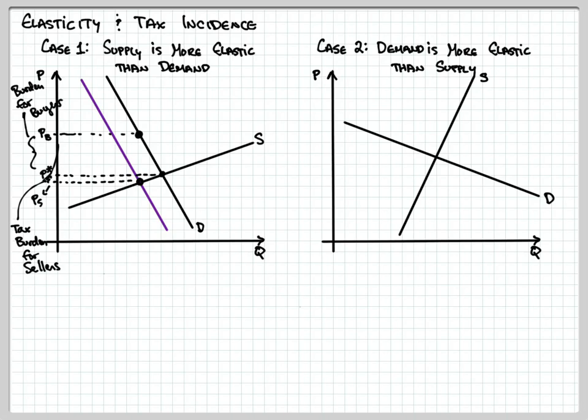The reason is very simple. Because supply is relatively elastic, it is easier for sellers to leave the market. So if sellers' supply is very responsive to changes in price, then a tax will cause a lot more sellers to leave. And so the buyers will share a bigger burden.